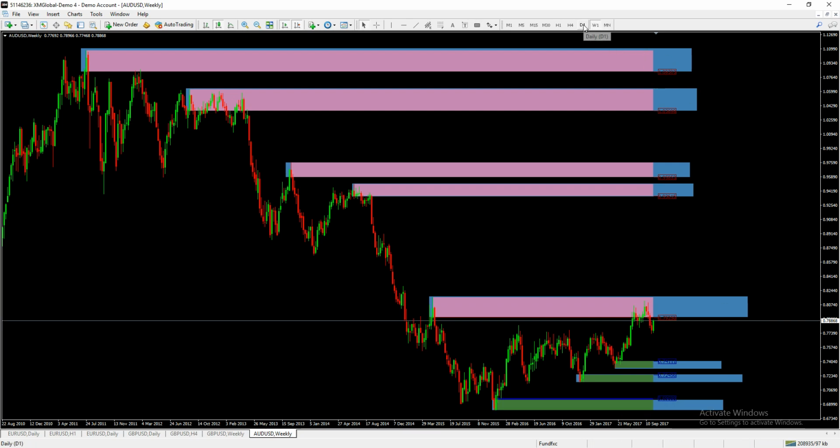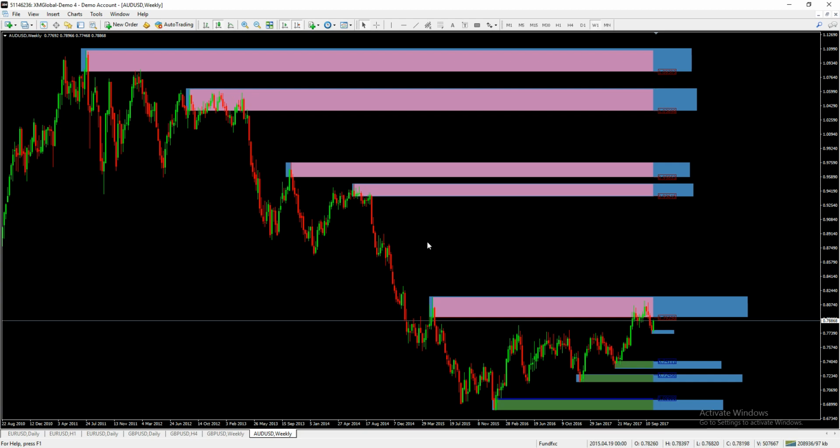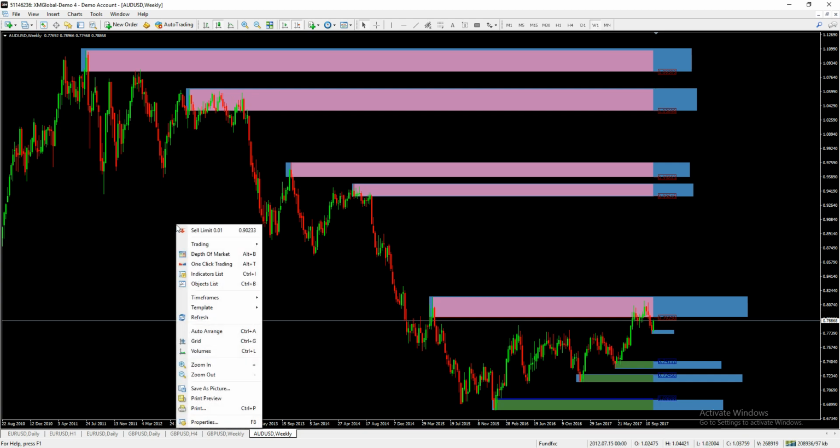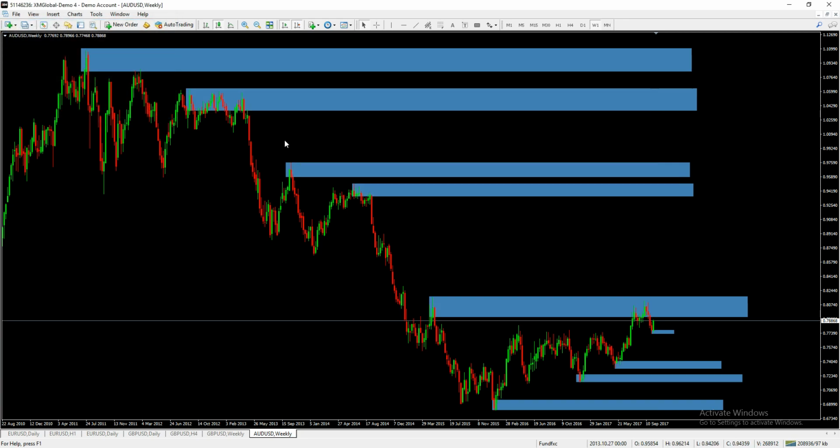Let's now go to the daily, and see if you're missing anything. Yes, there's one here. Let's add it there. That's now another demand zone. So what we can do now is remove our indicator. We simply right click, go to indicator list, go to subdem, click on it and then press delete. Now you'll see that all the other items are gone. Now we have a clear representation of where our supply and demand zones are.